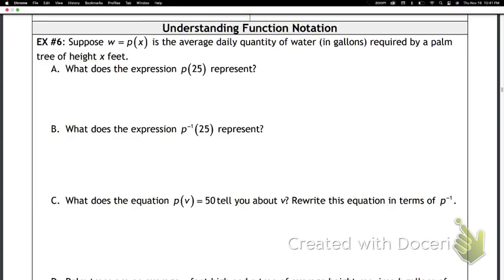All right, another way to write something similar, we've got suppose W equals P of X is the average daily water in gallons required by a palm tree of height X. So what does this represent? Notice that this is P of X right here. P of X represents, the X part is your height of the palm tree. So you've got a 25-foot palm tree.